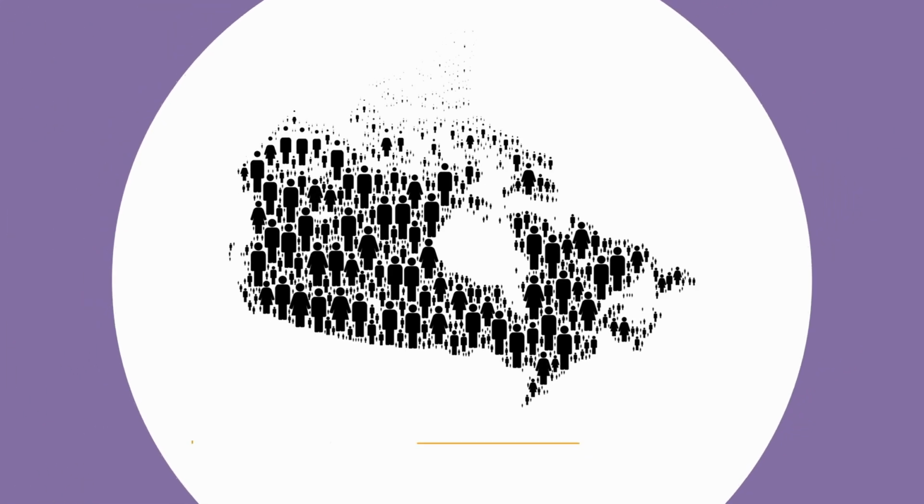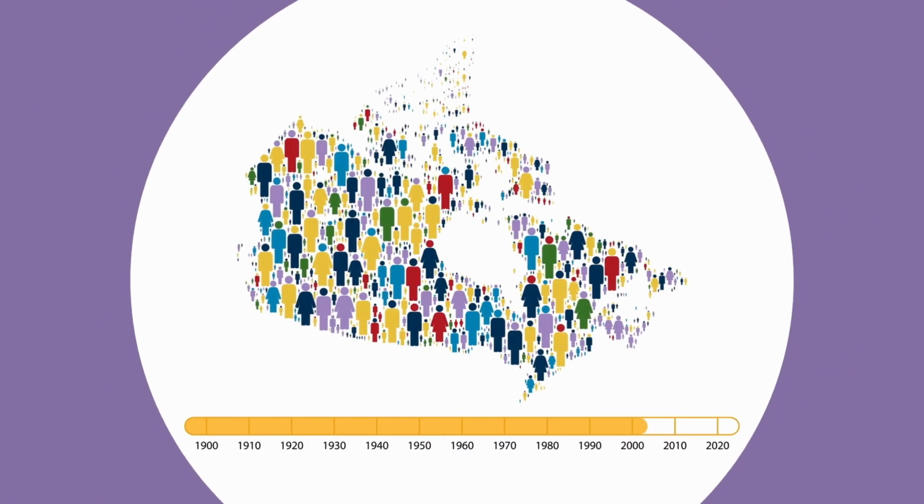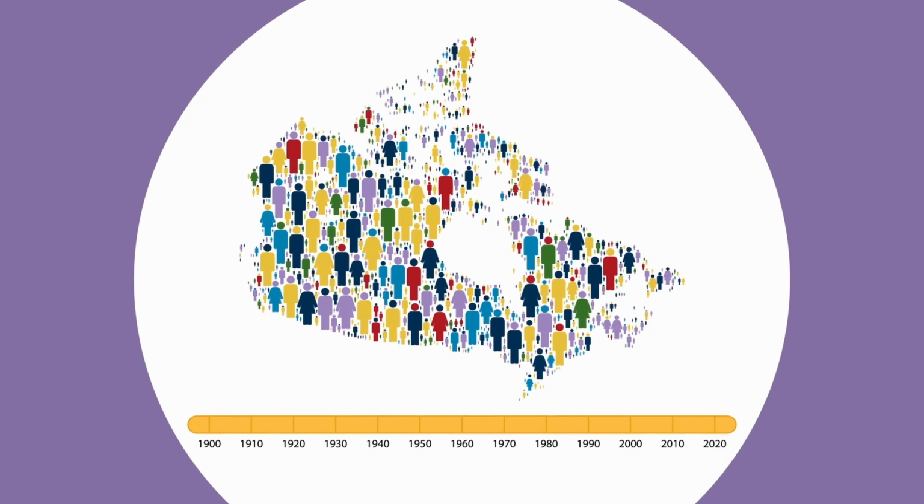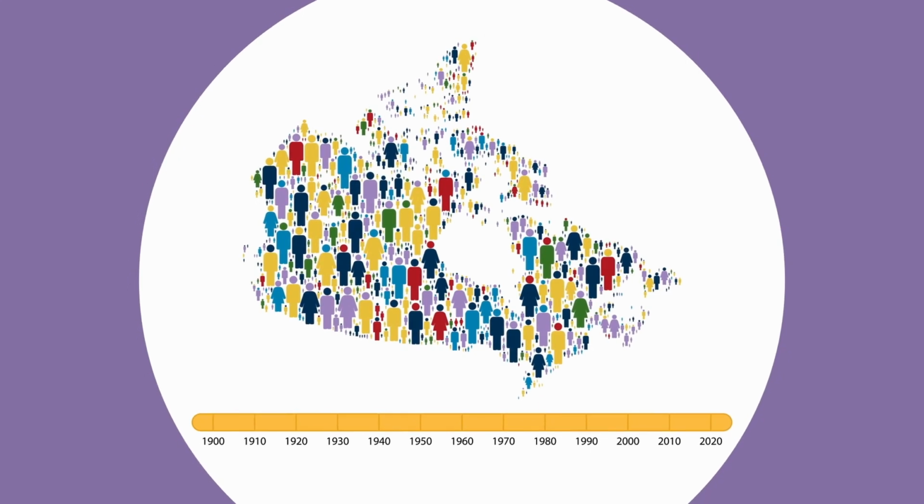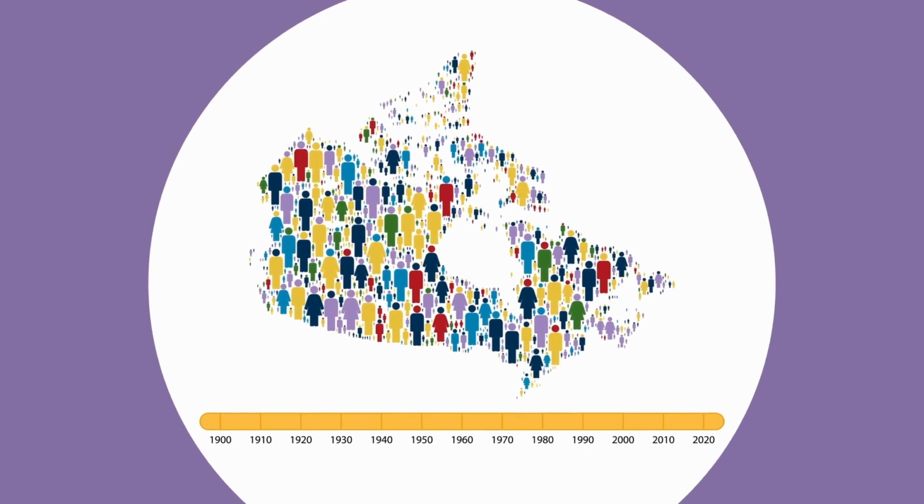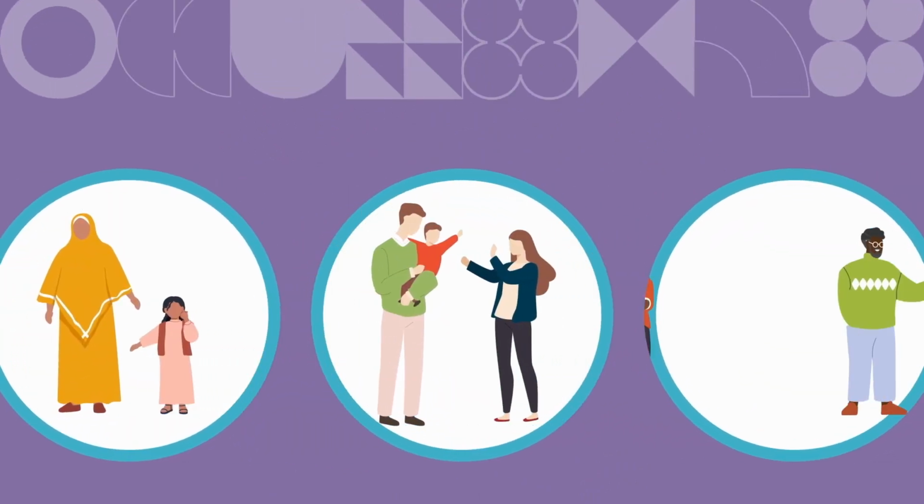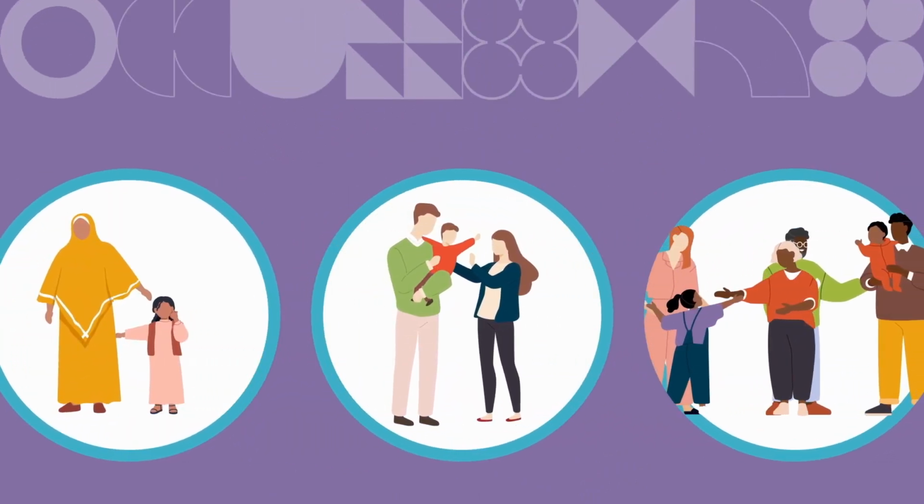Families in Canada have become increasingly diverse over time. A map of Canada filled with faceless black figures of various shapes and sizes. The black figures become multicolored. There is much to be celebrated in these family diversities, and we are learning about the rich mosaic that they create. But while some families are thriving, many are marginalized.